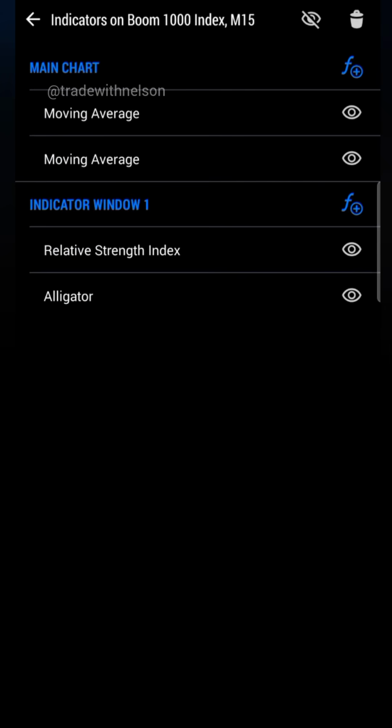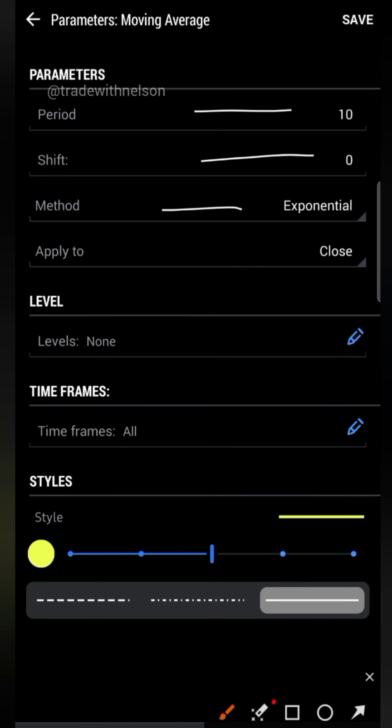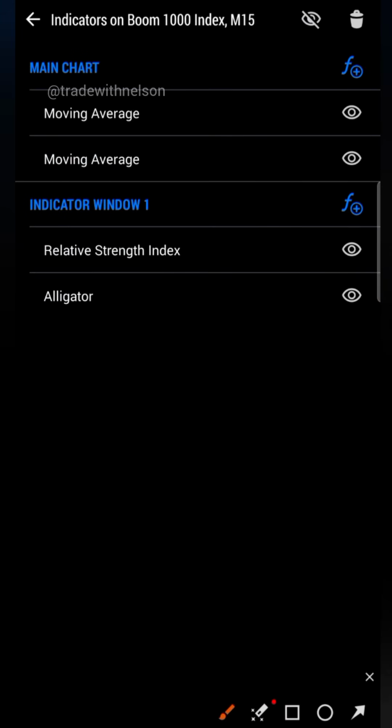The next indicator is the second moving average. To select that, click on the F icon on the main chart and search for your moving average. Again, make the period 10, shift 0, method exponential, apply to close. For the style, color of your choice, 3 pixel. You click on save.